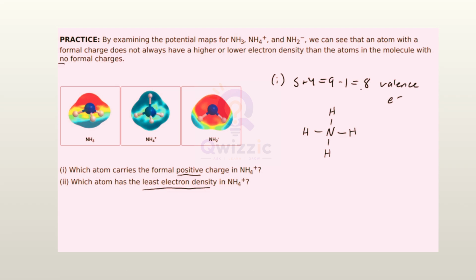So now let's calculate the formal charge, which I'm going to abbreviate as FC on the screen. And our formal charge is equal to the number of valence electrons minus the number of non-bonding electrons, minus the number of bonding electrons divided by 2.